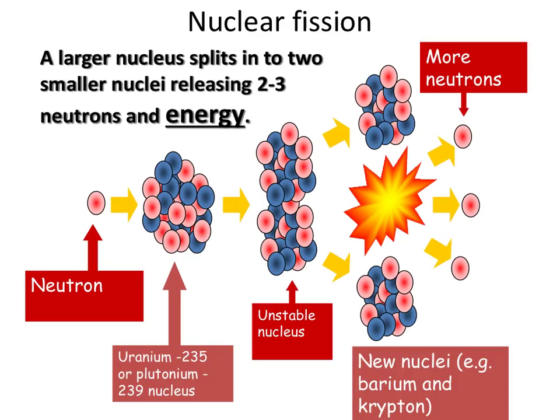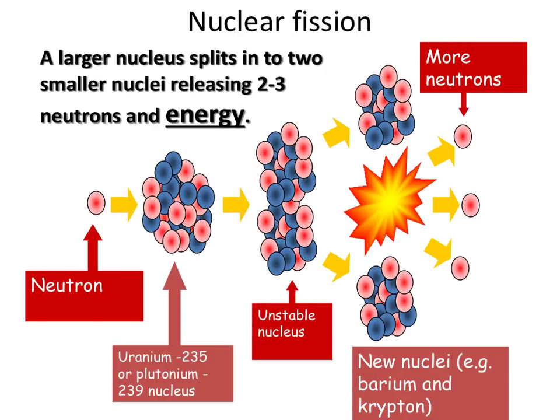So now I'm going to look at nuclear fission. Nuclear fission is when a large nucleus splits into 2 smaller nuclei, releasing 2 to 3 neutrons and energy. Spontaneous nuclear fission occurs naturally, but is very, very rare. So most of the nuclear fission that we see has to be induced. Now, induced nuclear fission involves firing a neutron into a nucleus. We tend to use uranium-235 or plutonium-239 in power stations and atomic warheads.